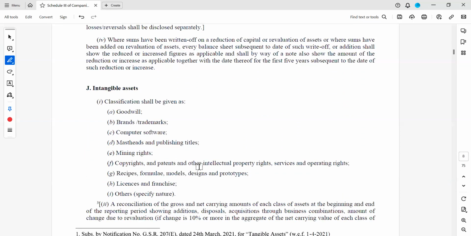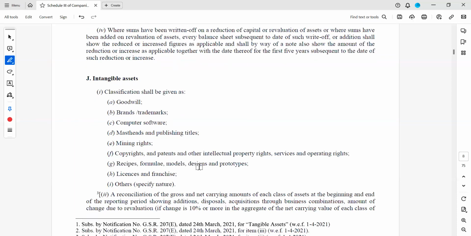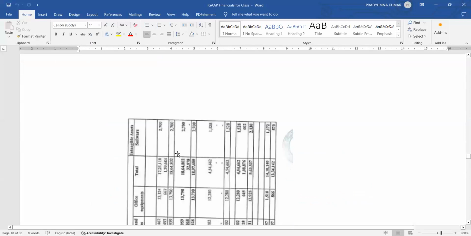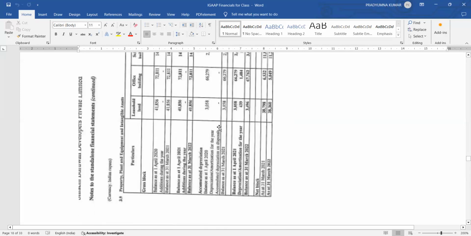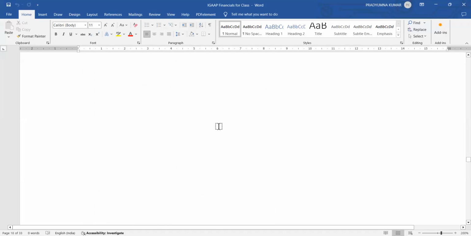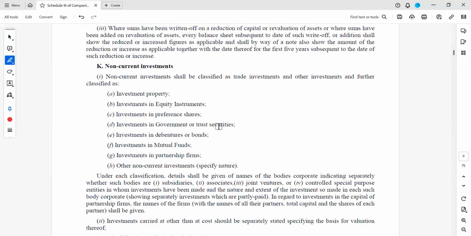Next, coming to intangibles. Intangibles also, they have shown here, you see in the last column, they have shown intangible assets, software. They have reported all the necessary required fields. There is not much in assets, so I'm not giving much time to it.